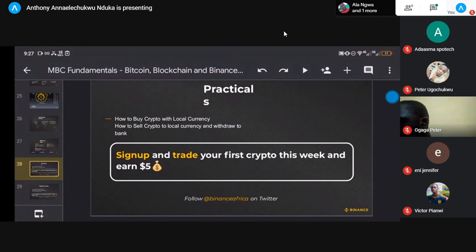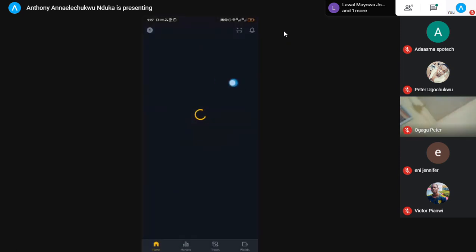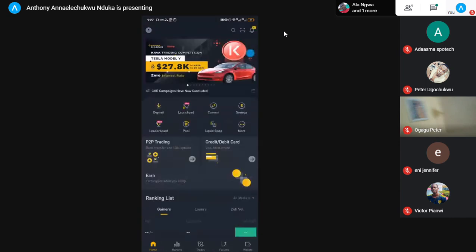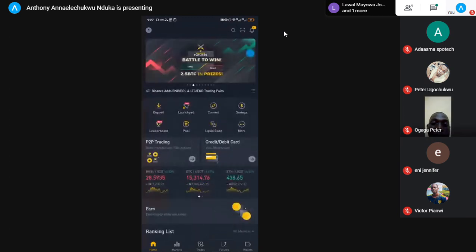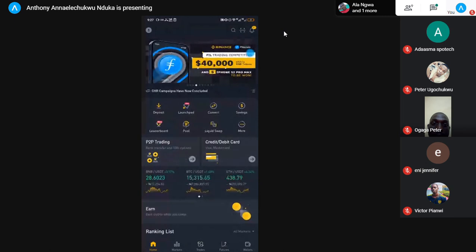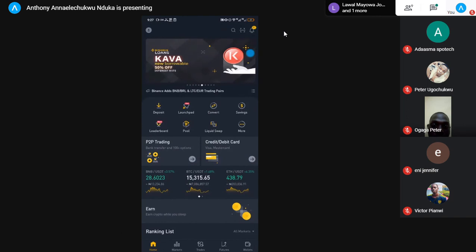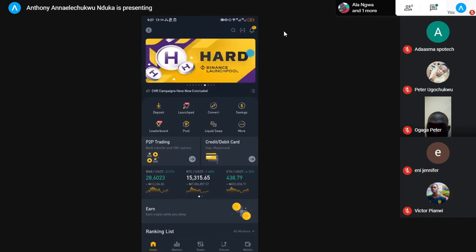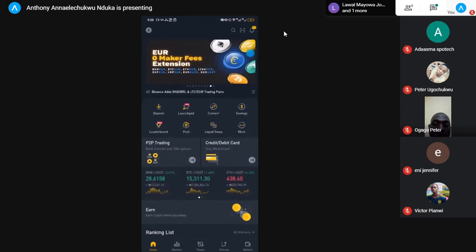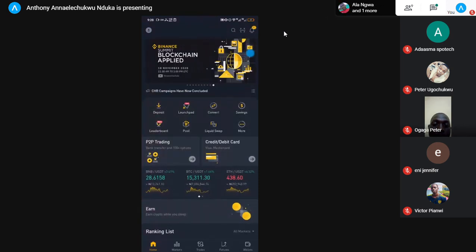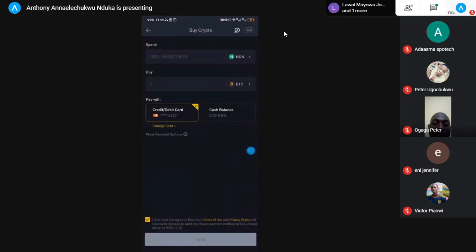Now, let me just take this off and show us Binance. I believe you all can still see my screen. I have a separate tab here. So this is the page on Binance. Once you open your app, you are going to see P2P trading, and you're also going to see credit card and debit card. If you want to fund your Binance account, all you need to do is use either the P2P method or the credit card method. But I'm going to show us an example using the credit card method. All you need to do is to click on the credit card, but before that, you must have ensured.